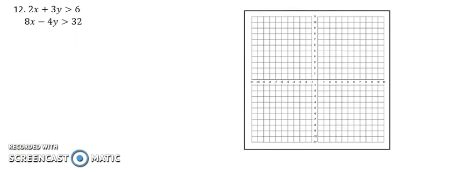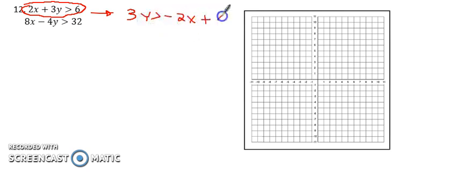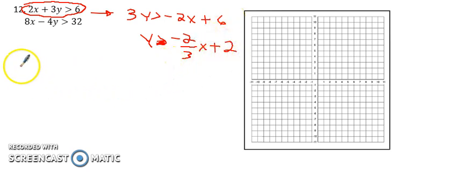All right, for our next one, we want to solve the system of inequalities, and we have these two lines that are not in slope-intercept form. So the first thing I'm going to do is convert it to slope-intercept form by solving for y. I'm going to subtract 2x from both sides. 3y is greater than minus 2x plus 6. And then divide both sides by 3. That gives me y is greater than minus 2 over 3x plus 2. 6 over 3 is 2.